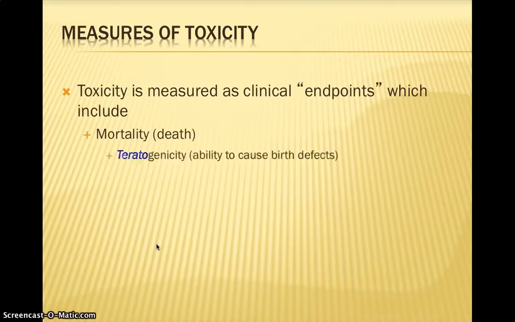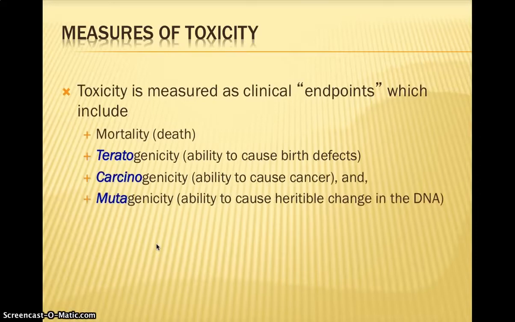So toxicity can be measured in a couple different ways. We can measure how the toxicity level affects death, how many of the organisms are living or dying in different concentrations. We could measure how it affects birth defects, teratogenicity. Carcinogenicity would be ability to cause cancer, and mutagenicity would be to cause changes in DNA.